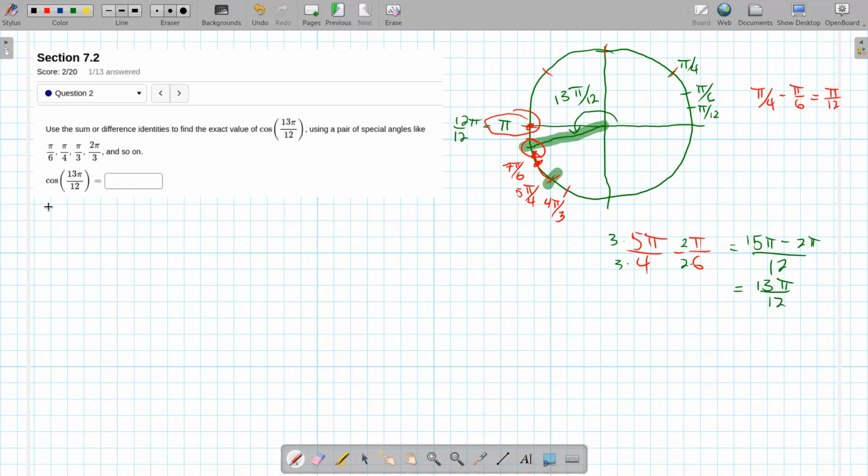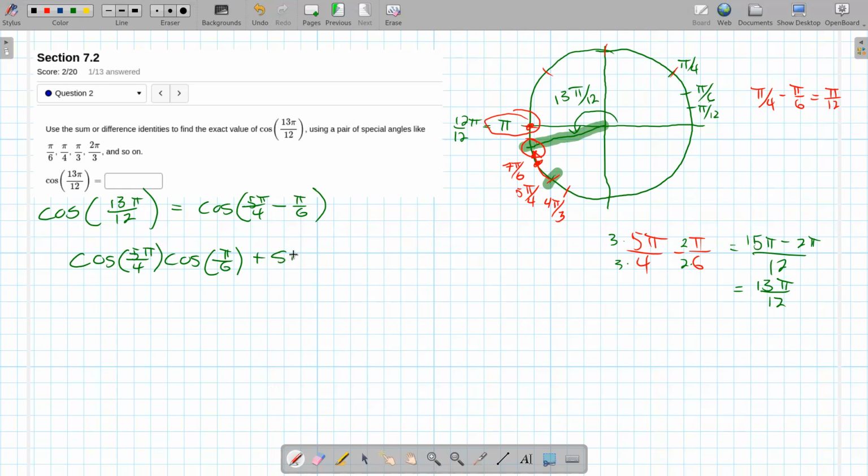So I just figured out that the cosine of 13 pi over 12 can be found by taking the cosine of 5 pi over 4 minus pi over 6. And then we'll use the angle difference formula for cosine on that. The angle difference for cosine says take the cosine of the first angle, 5 pi over 4, times the cosine of the second angle, pi over 6. Cosine gets the signs backwards, so if that's a minus, this is a plus. And then sine of 5 pi over 4 times the sine of pi over 6.